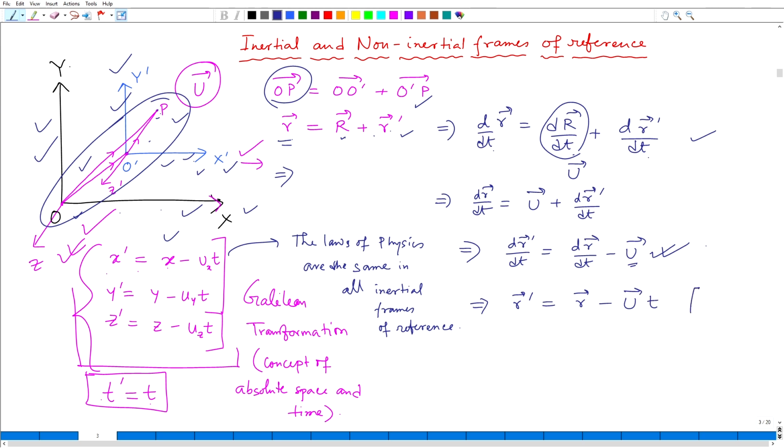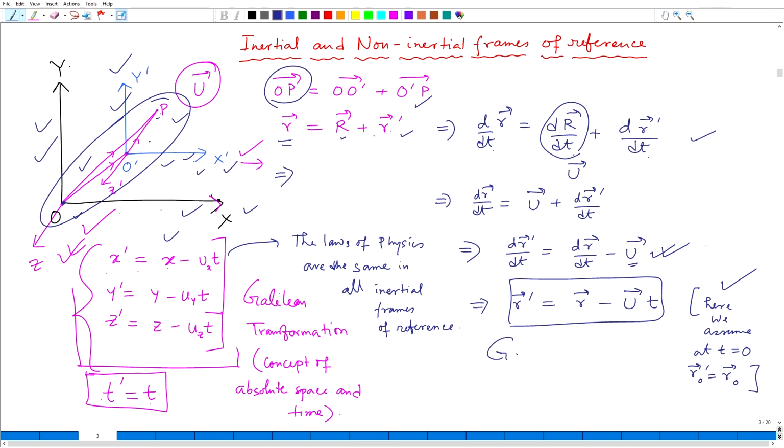Here we assume that at t is equal to 0, r prime 0 will be equal to r 0. That means the two centers, or the two origins of the two coordinate systems or two frames of reference, coincided at t is equal to 0. Under that approximation you have this, and this is nothing but Galilean transformation.